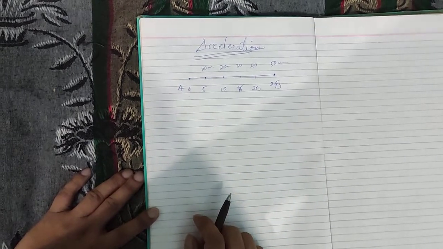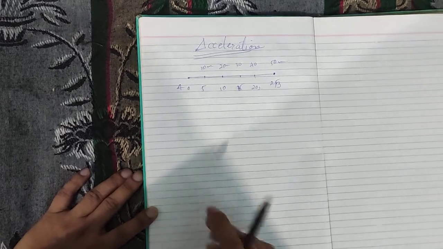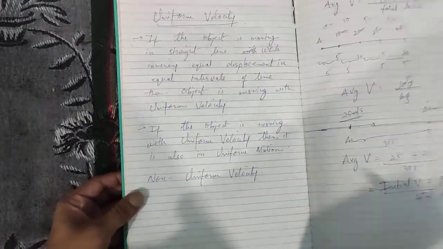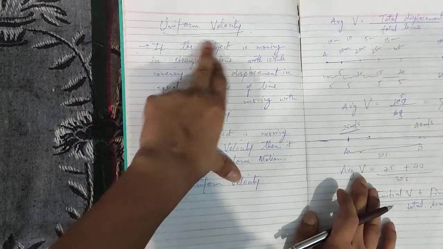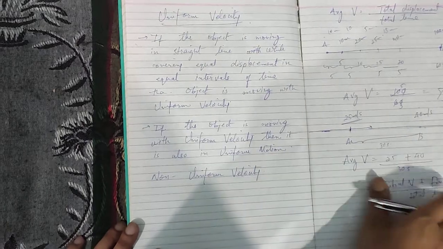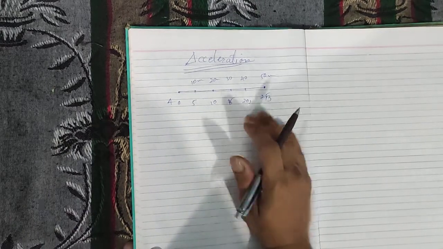In all these cases we see that the object is in uniform motion, and if the object is in uniform motion we know that the object's velocity is also constant. If you remember, we talked about constant velocity, and if the object is in constant velocity or uniform velocity, then the object is also in uniform motion.